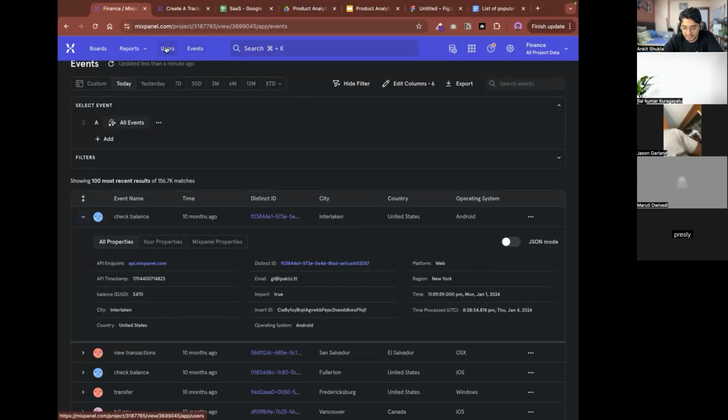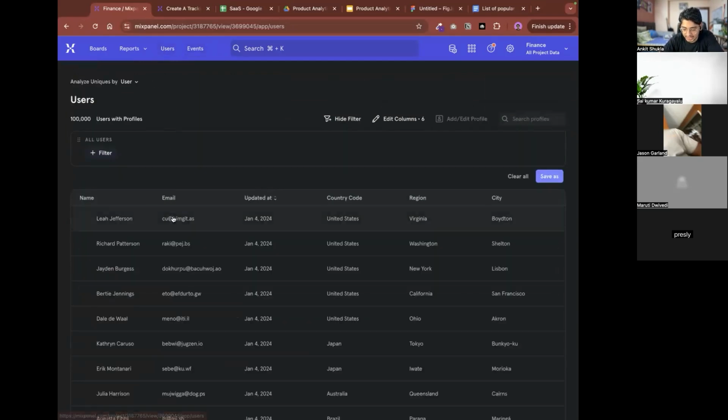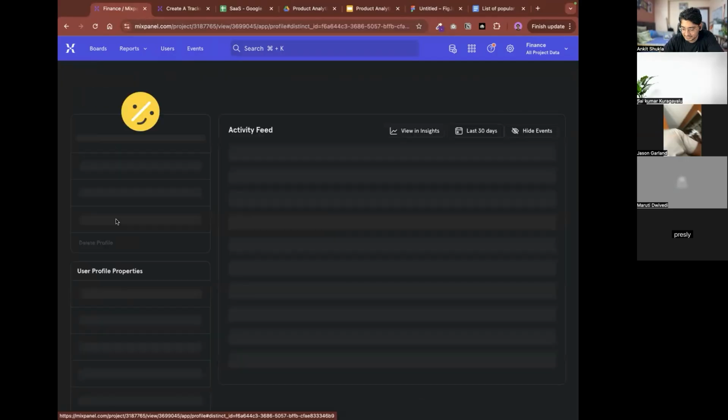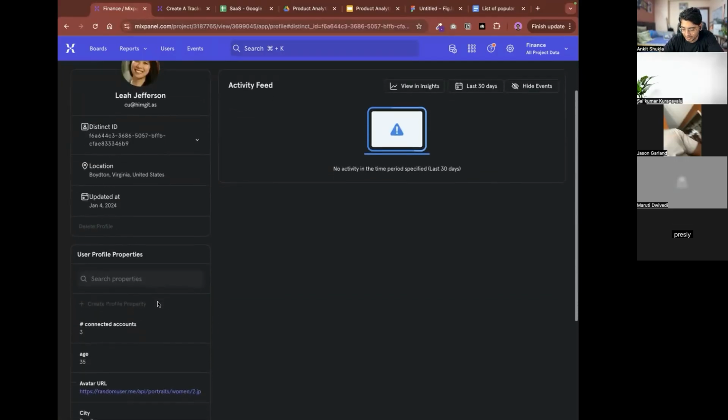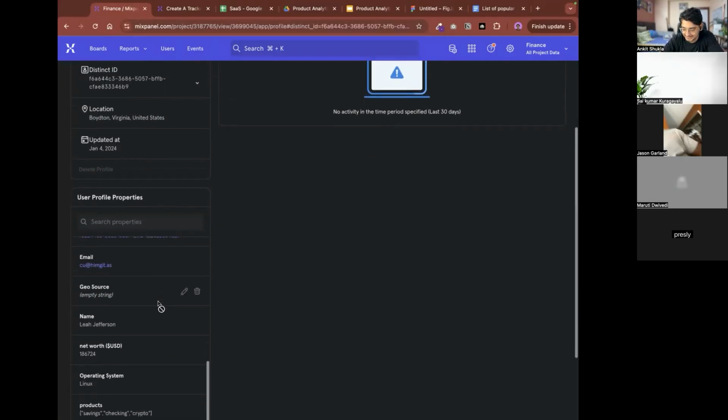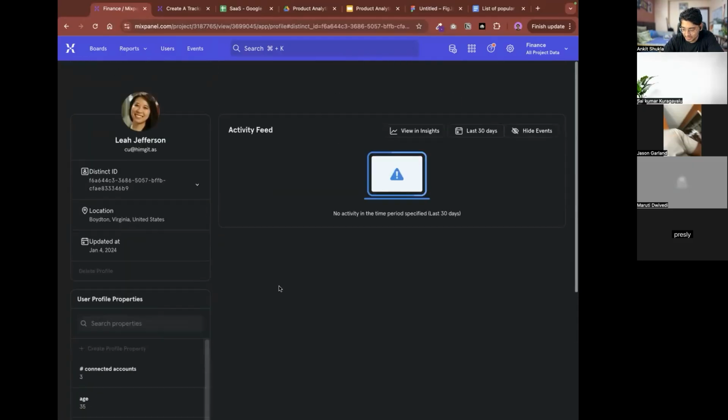Okay. The second thing is users. You can check who are the users who have signed up on the platform, and you can also check their properties. So she is Leah Jefferson. You should be able to see all her properties by clicking on her link. And if she has done any activity in that time, you should be able to see that activity feed as well, which is the events that she has done. Okay. So this is events and this is users.